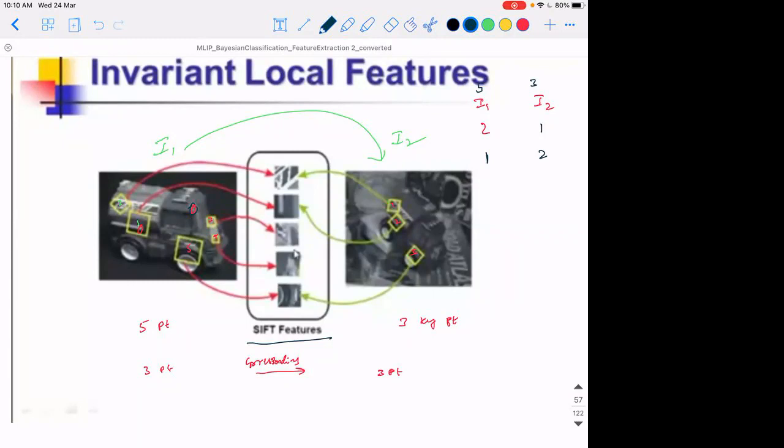Assume that the first point is x1 comma y1, and the second point is x2 comma y2, and hence the intensity at that location is I of x2 comma y2. Say this is I1. Here the first point may be x1 dash comma y1 dash, and then the second point may be x2 dash comma y2 dash. Given this information, this is a very important question.